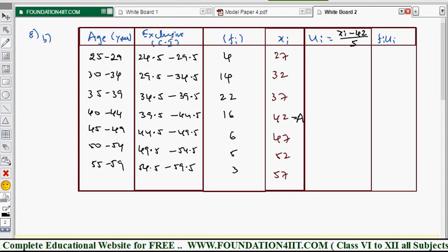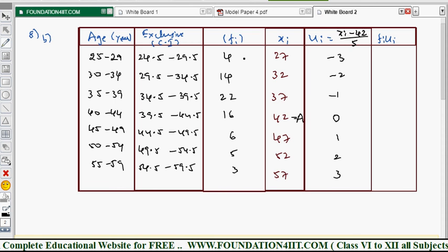For this calculation, xi is 27, so (27 minus 42) divided by 5. Next is 32: (32 minus 42) divided by 5. Generally, the assumed mean gives 0, and above it is minus 1, minus 2, minus 3. Anyway you'll get the same. 27 minus 42 is minus 15, divided by 5 is minus 3. Similarly the rest.